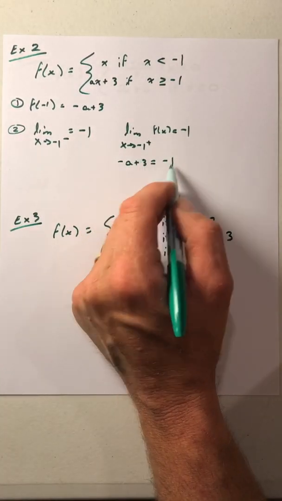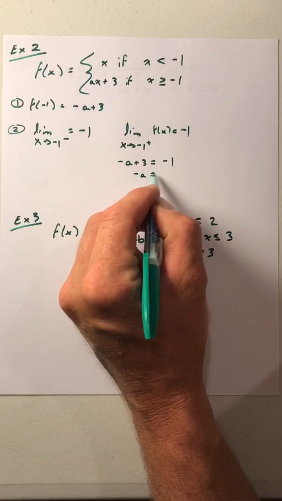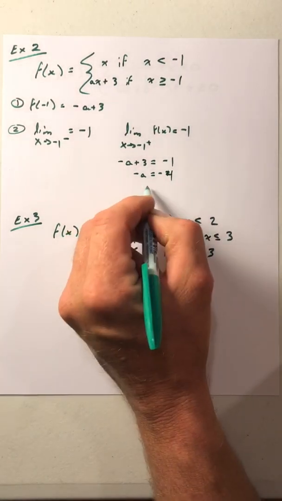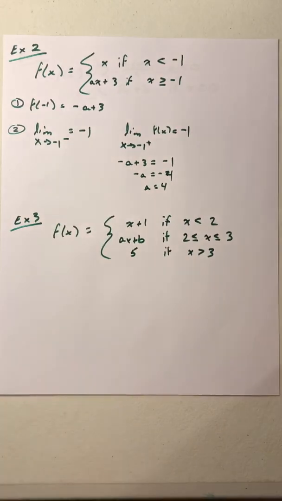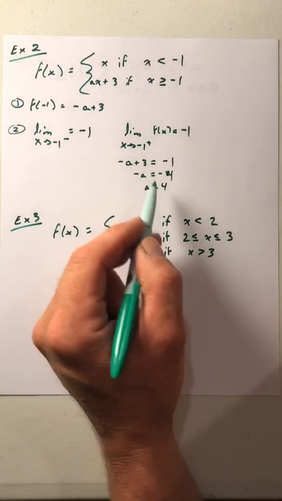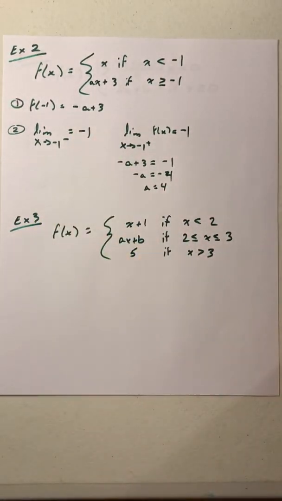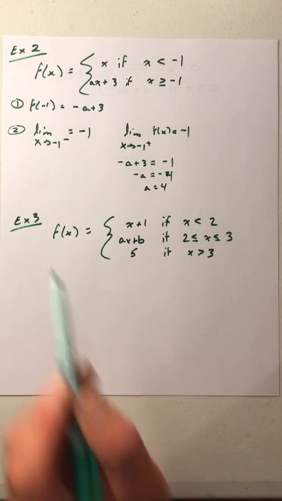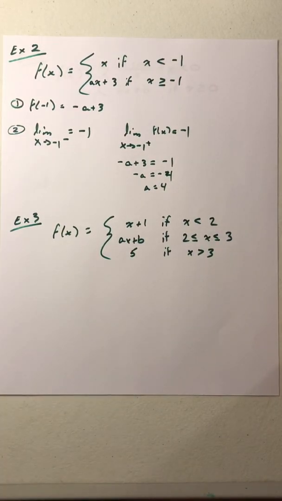Going ahead and solve for a, we can subtract our 3. So -a equals -4. So a is going to equal +4. So that gives us the value of a in order for this function to be continuous. In example 3, we get a little more difficult and a little more entertaining, in my opinion.